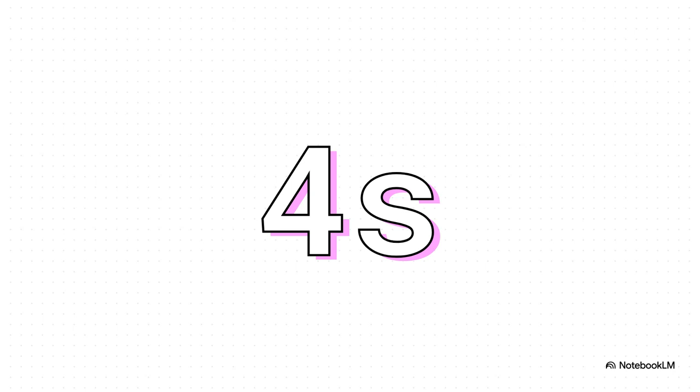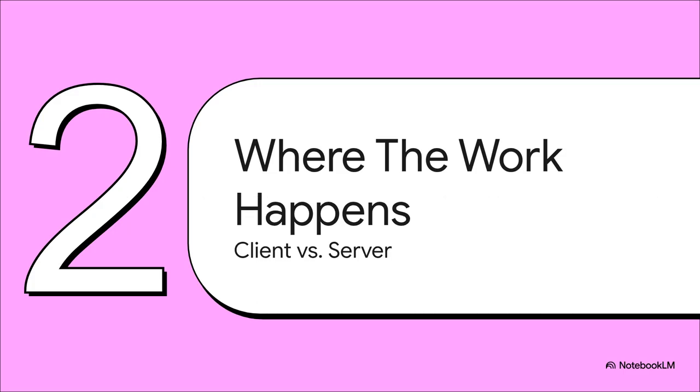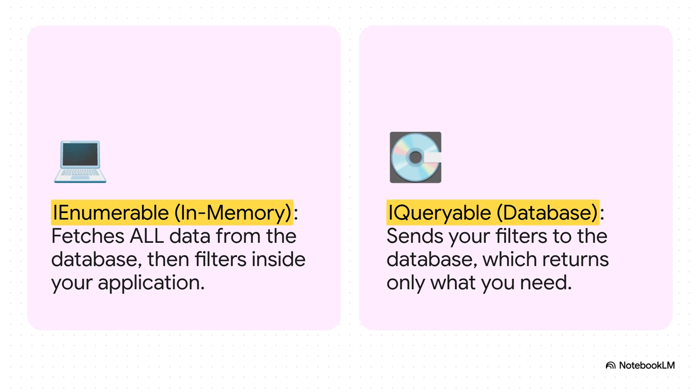So the million-dollar question is, what is this magic? How does IQueryable do this? To understand this wizardry, we have to start with the most basic concept. We have to know where the work is actually being done. Is it happening on your app server, or is it happening on the database server? Here's a great analogy for this. Using IEnumerable for a database query is like walking into a library and yelling, "Give me every single book you have on history." The librarian just dumps a mountain of books on your desk, and now it's your job to find the one you want.